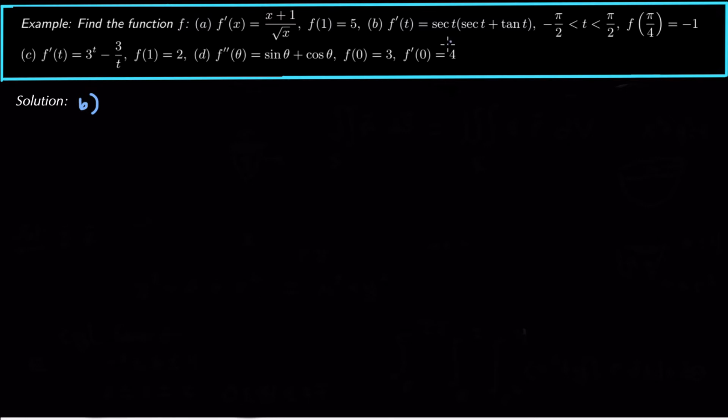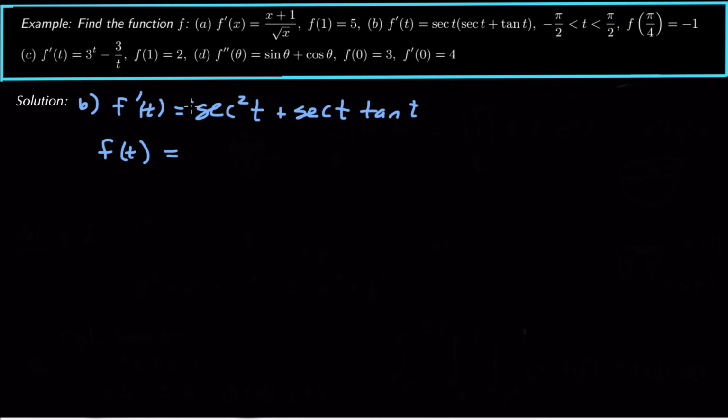All right, so for part B, the first thing we want to do is again simplify a little bit. F prime of t can be rewritten as secant squared t plus secant t tangent t. Now for the antiderivative f of t, we ask ourselves, what function do we differentiate to get secant squared? Well, we must have differentiated tangent, because the derivative of tangent is secant squared. And what function do we differentiate to get secant tangent? Well, we differentiated secant. And then plus c.